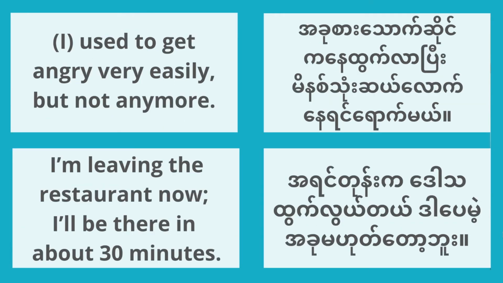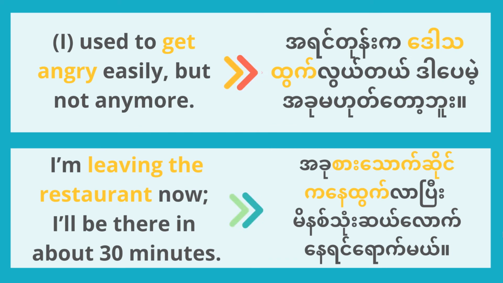Here are 2 more cards for you to match. We'll give you a moment to check them out and make a match. Ready to check? I used to get angry easily, but not anymore. Ayinunga dotha twet loere. Daweme aku mahotabu. I'm leaving the restaurant now. I'll be there in about 30 minutes. Aku satha saingane twet lavi. Minute 30 laut ne yin yauk me.